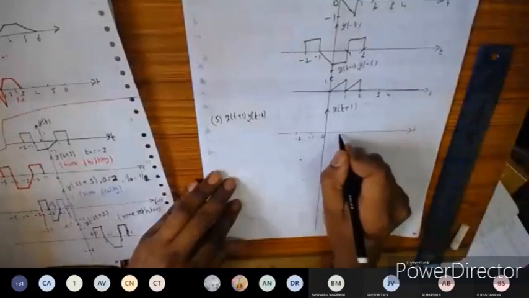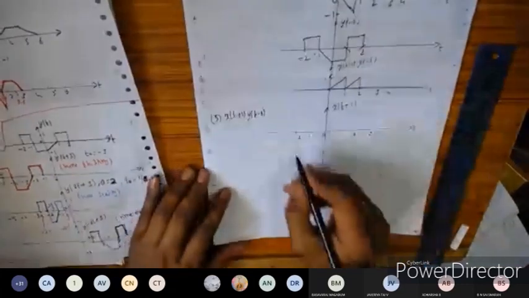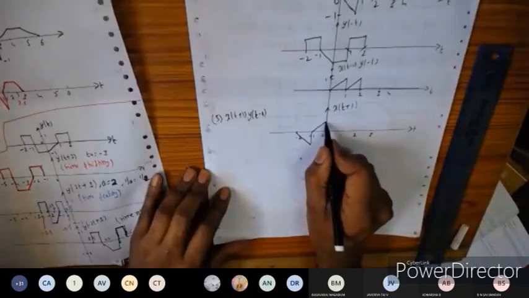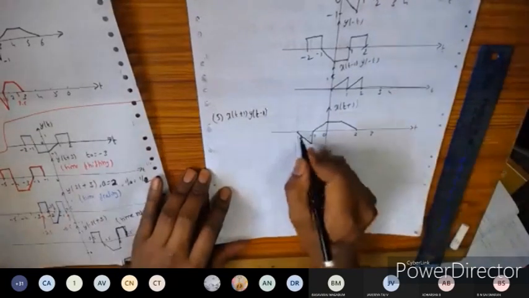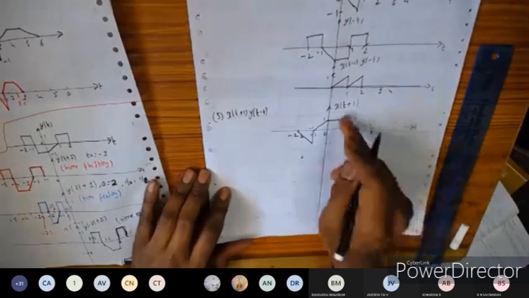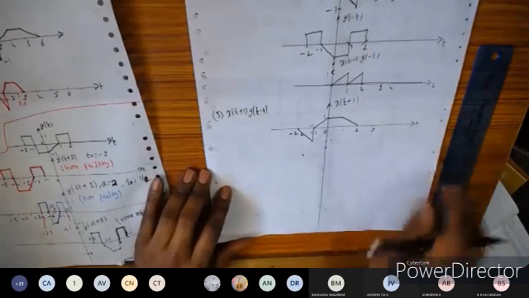Minus 2, minus 1, 0, 1, 2, 3. So the waveform will be shifted towards like this. Okay, we'll get the waveform. So minus 2, minus 1. So this is 1, this is minus 1. This is x of t plus 1. Okay, and y of t minus 1.